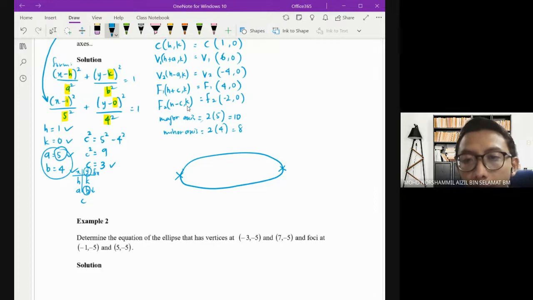Okay. Gambar mungkin tak menggambarkan dia sangat lah, tapi lebih kurang macam tu lah. So yang ni vertex 1, yang ni vertex 2. So ni dia punya major axis. Somewhere in the middle will be your center. Somewhere here will be your foci. Nampak tak? Yang ni foci 1, yang ni foci 2. Okay. So yang ni minor axis. Dapat tak?